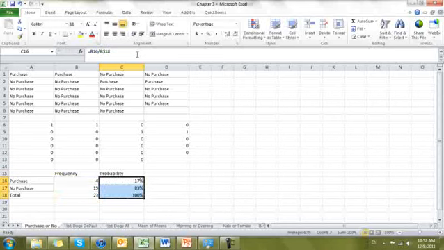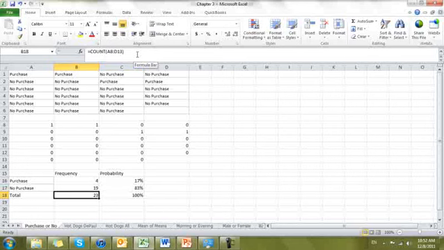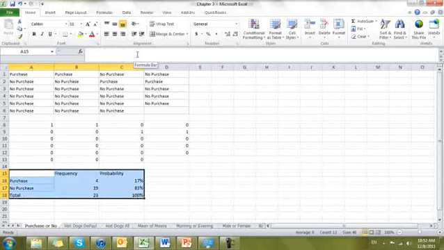You see that 17% of this sample purchased, 83% of the sample did not purchase. The total sample size is 100%, which is 23 people. This is a very simple example of a crosstab. What you're looking at here is literally a crosstab table.